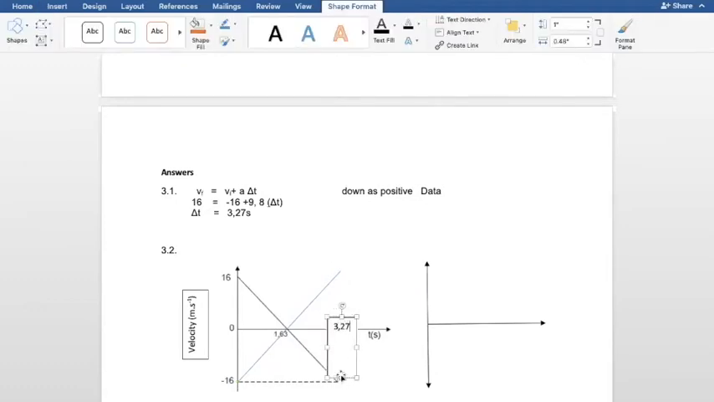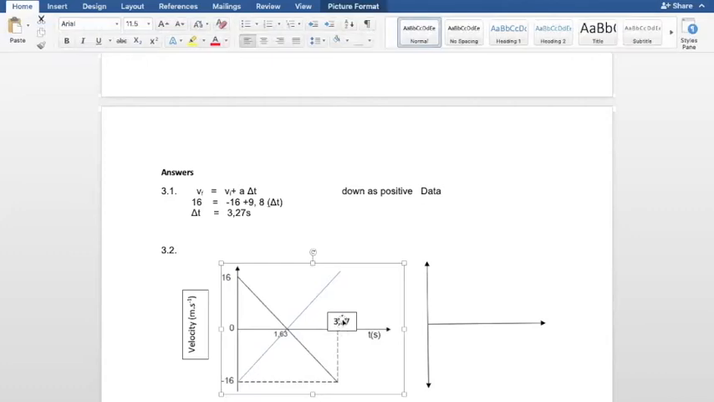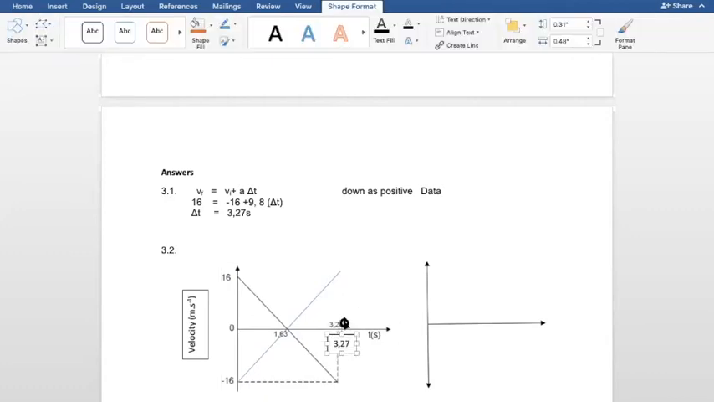3.27, correct. It's good, you're awake. I'm sleeping. Let's just see this up. Right, it will be 3.27. Doesn't look nice, but I'm leaving it there like that.